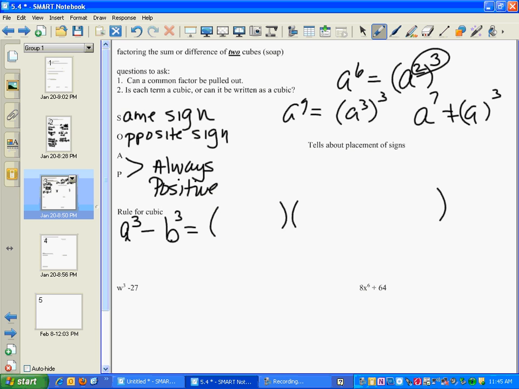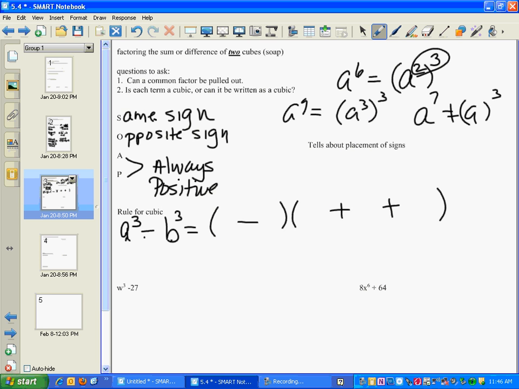Okay? First parentheses, same sign. If this is negative, this one's negative. We're using SOAP. So the first sign has to be the same sign as the problem. All right, the next sign is the opposite sign of whatever was originally here. So if this is negative, then our next sign has to be positive, and then the last sign is always positive, so we're going to have SOAP. Now we're going to fill in the spaces.